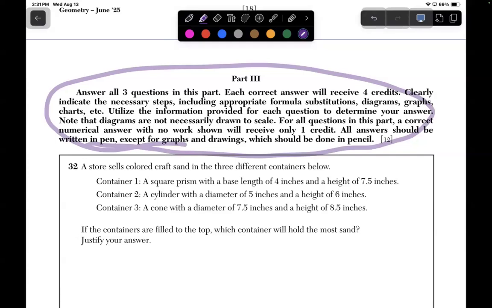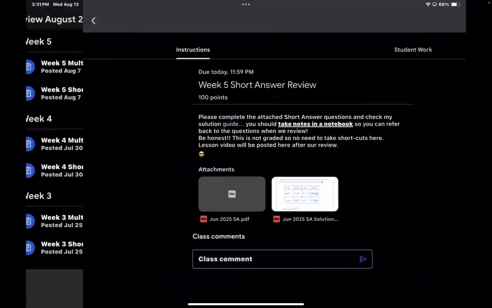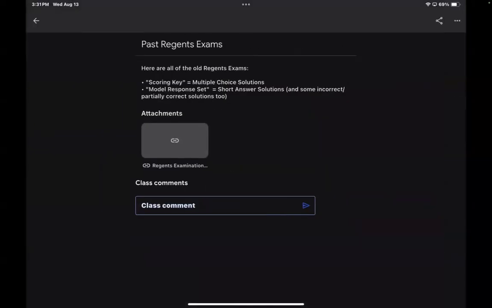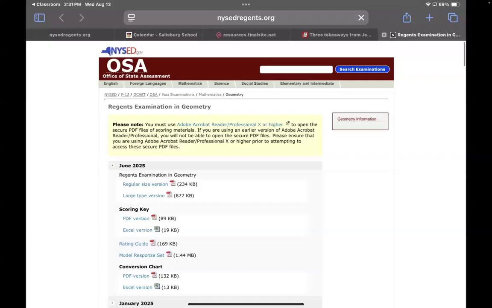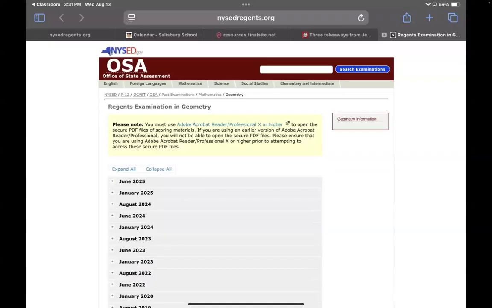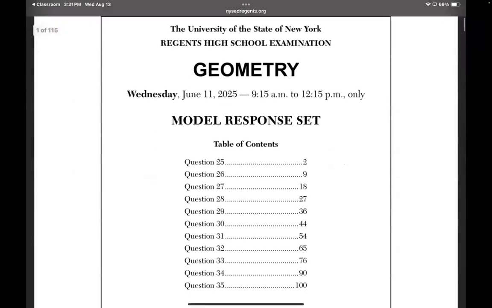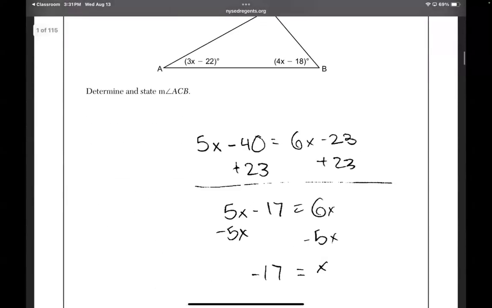Number 32 wasn't too bad. Here, let me show you one thing here. I'm going to go back to classroom. So if you go to this website, past Regents exams, it has all the past exams in here, and go to the model response set. This has all this fun stuff in here. So you can see what a correct answer is.